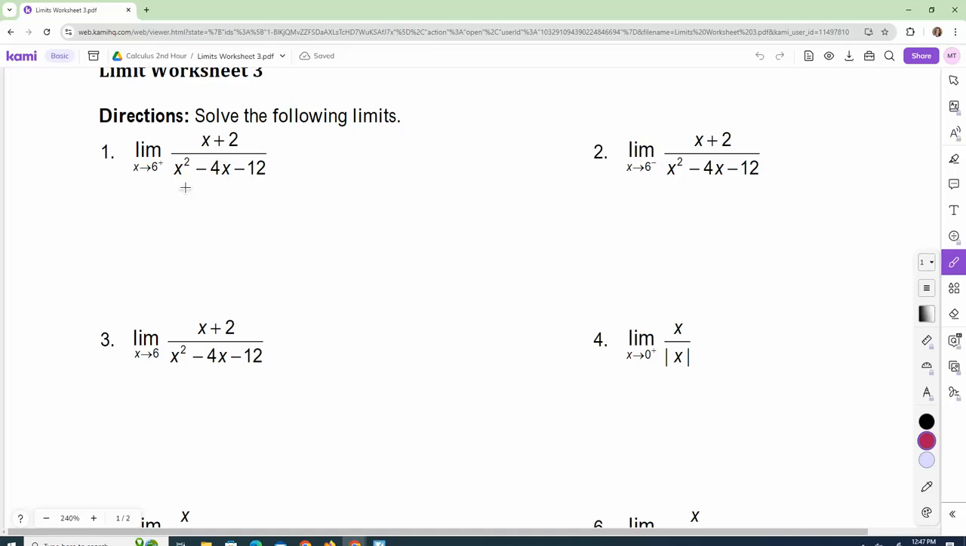So if I give you this one, we would always check first to see, can you just plug in 6? No. If you do, you get 36 minus 24 minus 12, so we get 0 on the bottom. So we are not able to just plug in 6. So what strategy did we use in the past? Factor. You are writing your limit on every step.